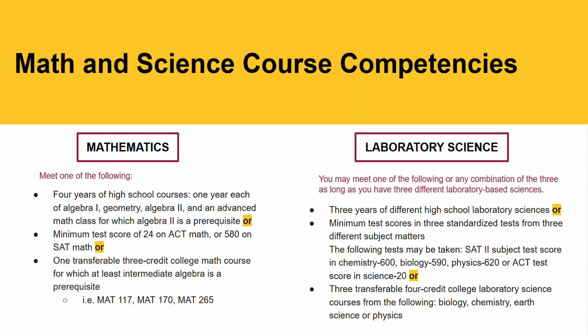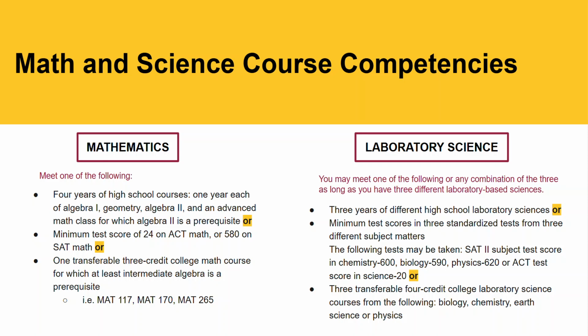For lab science, you may meet one of the following or any combination of the 3 as long as you have 3 different lab-based sciences. So 3 years of different high school lab sciences, or a minimum test score in 3 standardized tests from 3 different subject matters, or 3 transferable 4-credit college lab sciences from the following subjects: biology, chemistry, earth science, or physics.